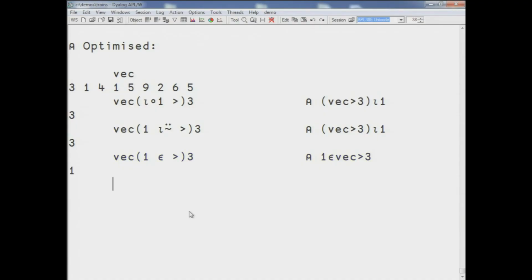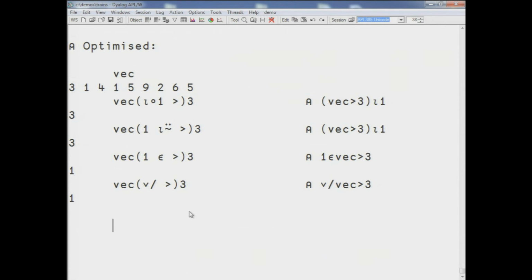And what the interpreter can do is to spot, because we're grouping these rather than having it as a distributed expression, the interpreter can, and I believe already does in some cases, Roger is way ahead of us here, already optimizes many of these things. Here, is there a 1 at all? Are there any items of vec where vec is greater than 3? Is there a 1 in vec greater than 3? Or here's an OR reduction of vec greater than 3.